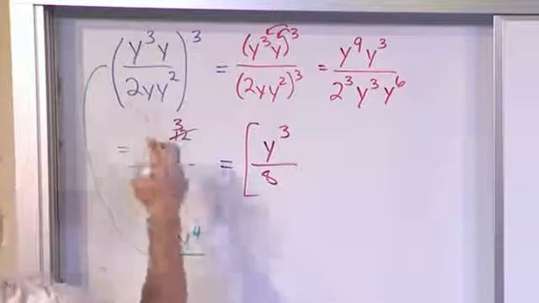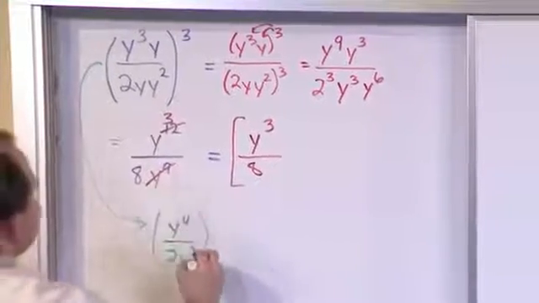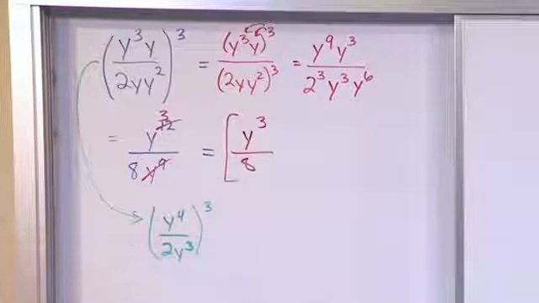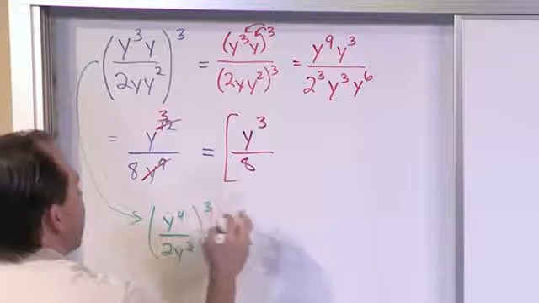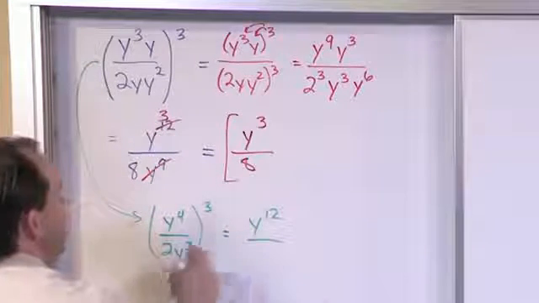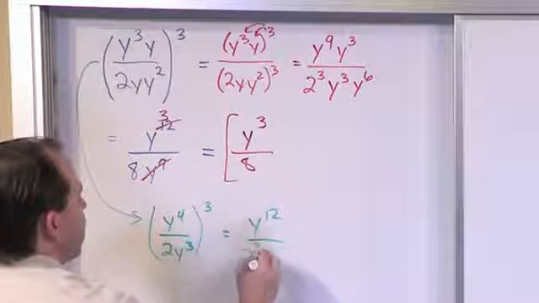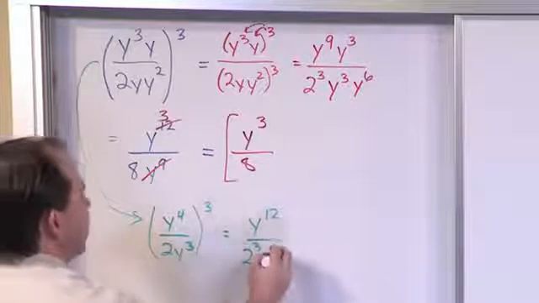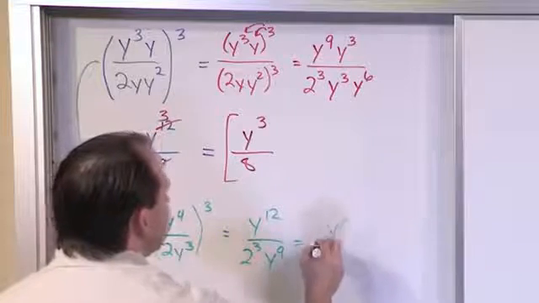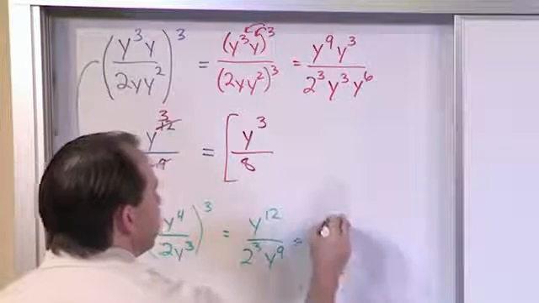And underneath it, it's going to be 2 times y to the third because I'm going to combine these guys. Everything's still wrapped like this. So on the top, when I apply this guy, it's going to be y to the 12th. 3 times 4 is 12. Here, it's going to be 2 raised to the third power. And y, 3 times 3 is 9. So I have y to the 12th. 2 cubed is 8, y to the 9th, like this.